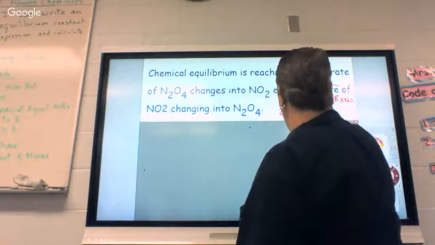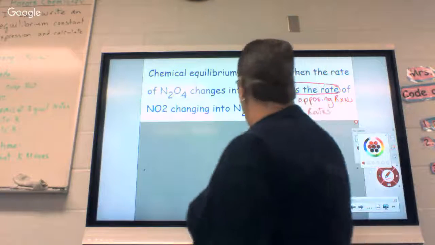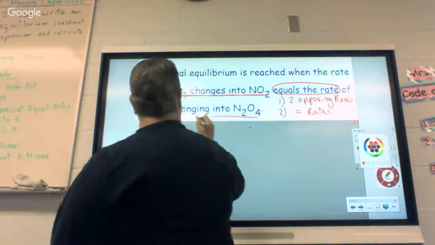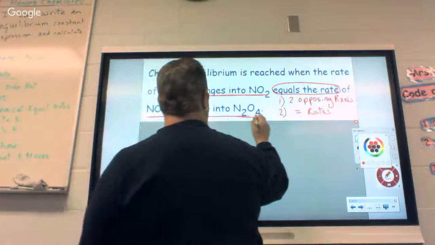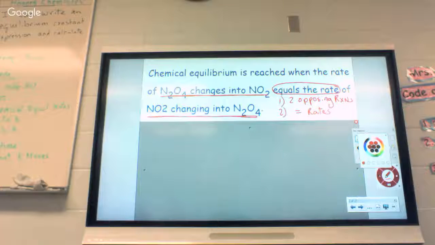All right, so notice it says equal rate, and I'm talking about N2O4 changing into NO2, and NO2 changing into N2O4. And I'm going to go back to that slide in just a second, and I'm going to uncover something at the very, very bottom. Okay? You have to have 2 opposing processes, and you have to have equal rate. If it doesn't tell you equal rate, can you assume equal rate? No.